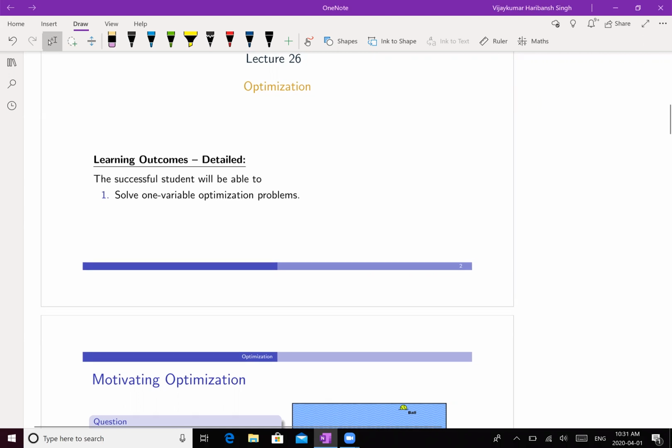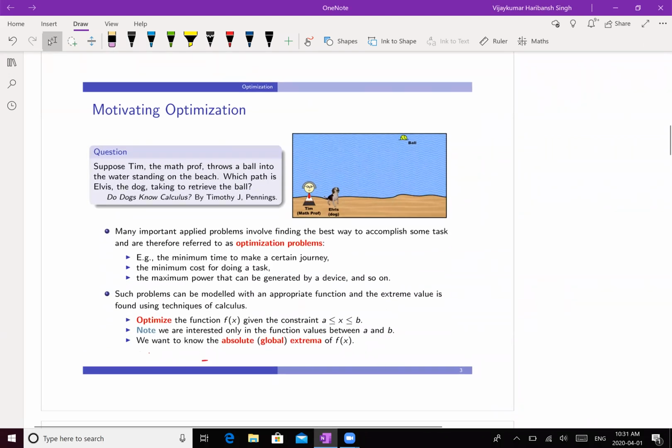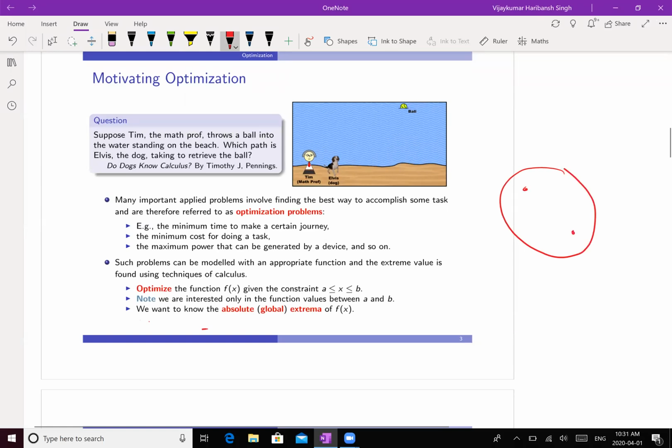What is an optimization problem? Many important applied problems involve finding the best way to accomplish certain tasks and are often referred to as optimization problems. Say, for example, you are in a field and you want to move from point A to point B. You want to ask, what is the shortest path I can take, right? So that is one kind of optimization problem.